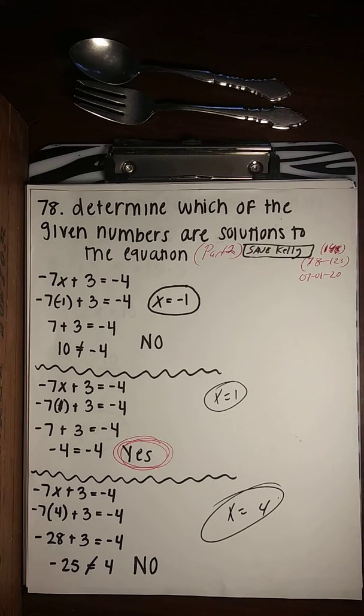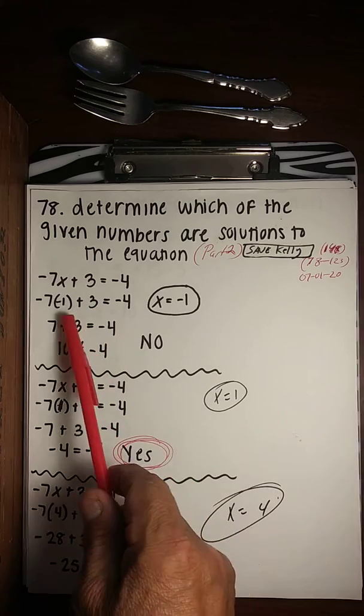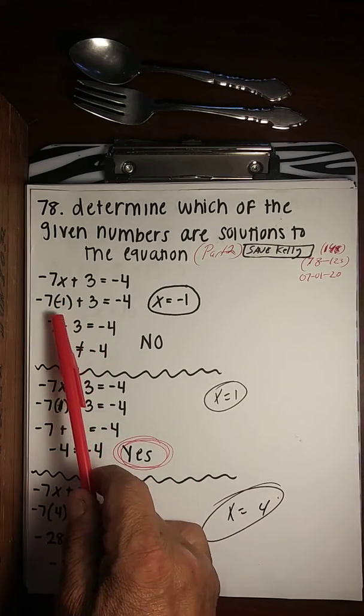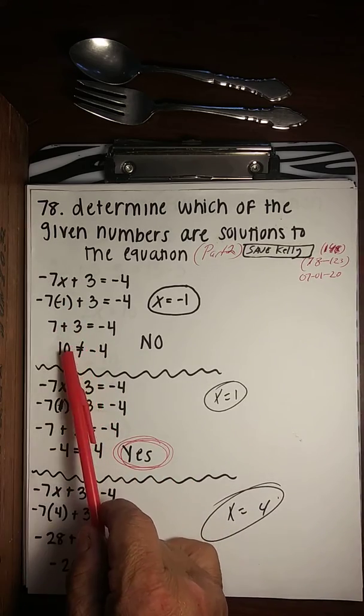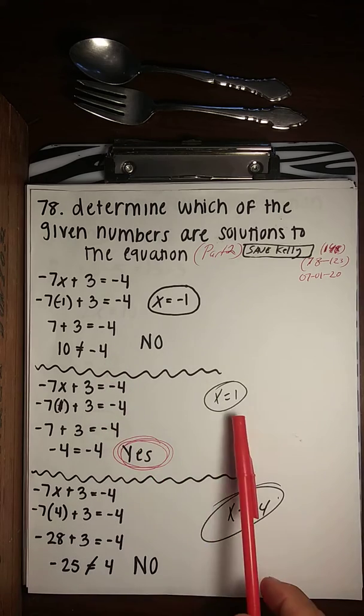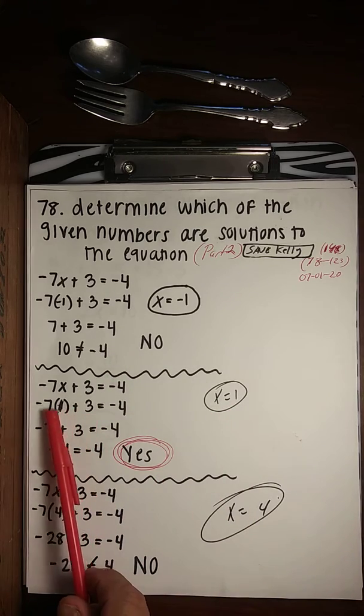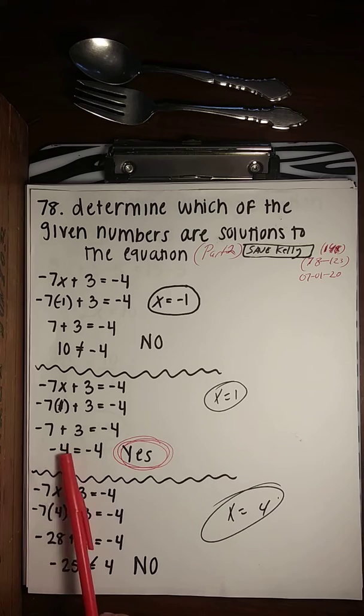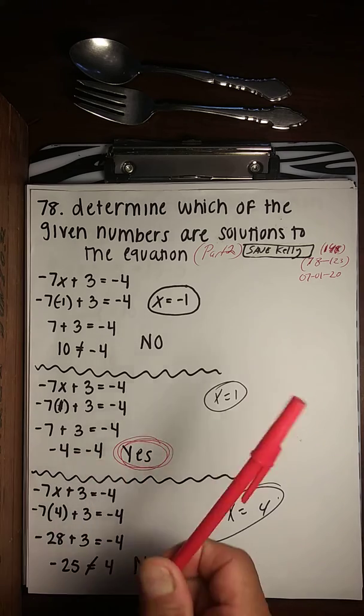Part 2, Save Kelly. Ready? If you put negative 1 in here, does it work? A negative times a positive is negative, then minus 7 is negative 10. That doesn't work. How about just regular 1? 1 times that is negative 7, 3 minus 7 is negative 4, equals negative 4. Yes, that one works. This one's good.